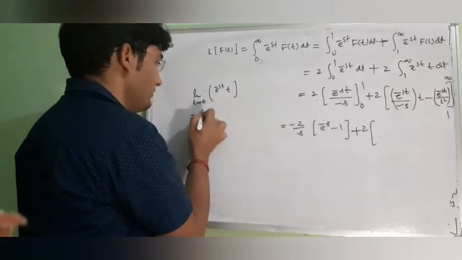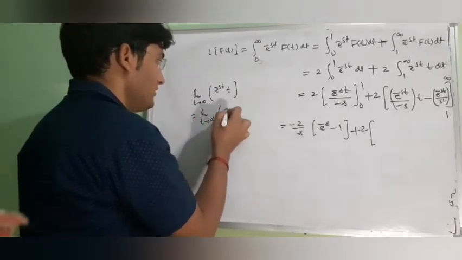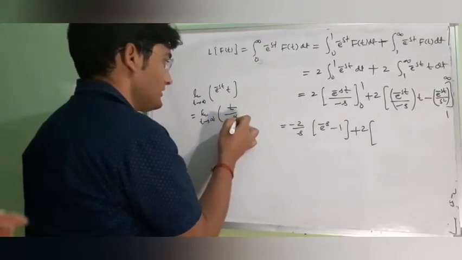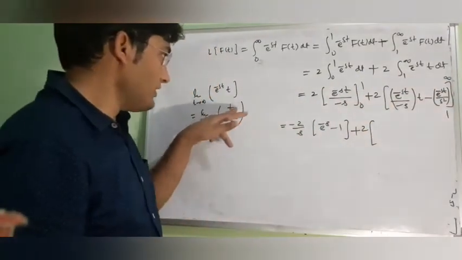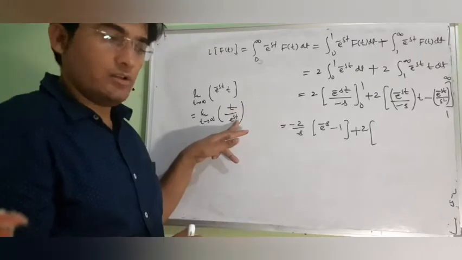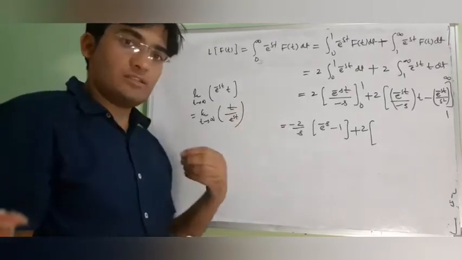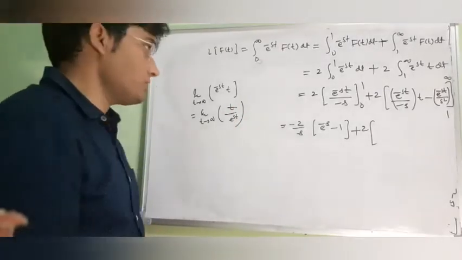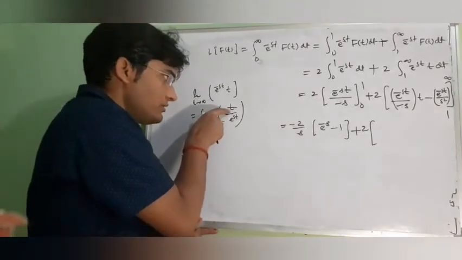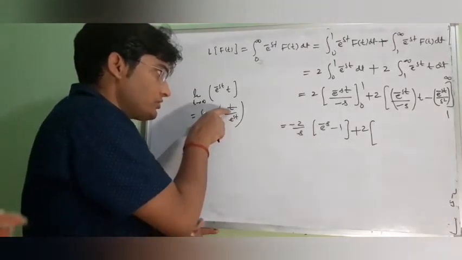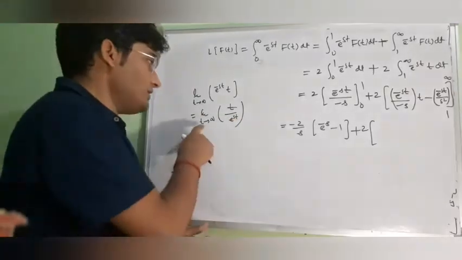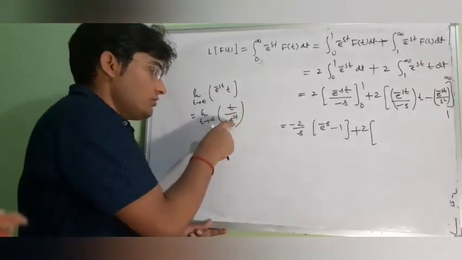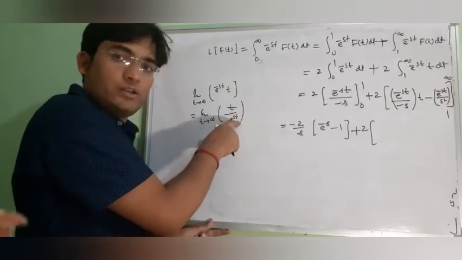We will evaluate this one as t upon e to the power st. Now you can see that if t is infinity, then this will be infinity upon e to the power infinity, which is again infinity. So infinity upon infinity means you have to use the L'Hospital rule. For that, we will differentiate the numerator and denominator with respect to t. So this will be 1 upon s times e to the power st. Now as t tends to infinity, your answer will be 1 upon e to the power infinity, which is infinity.